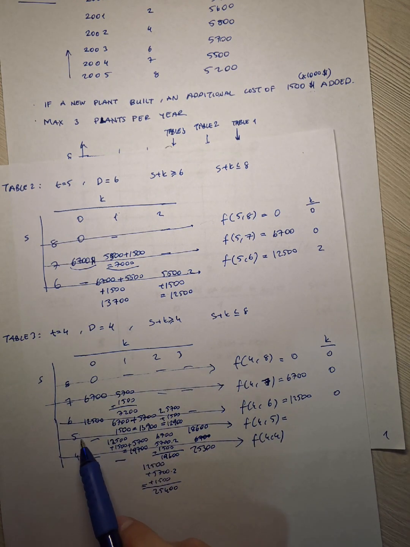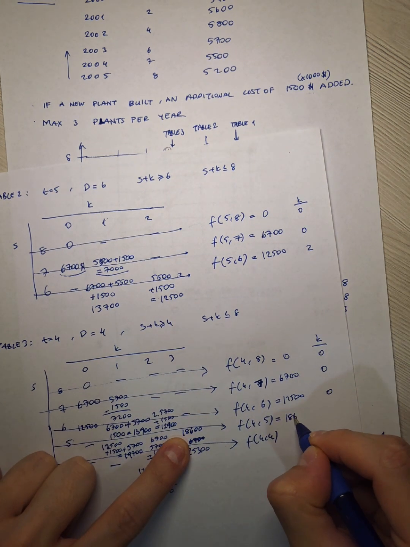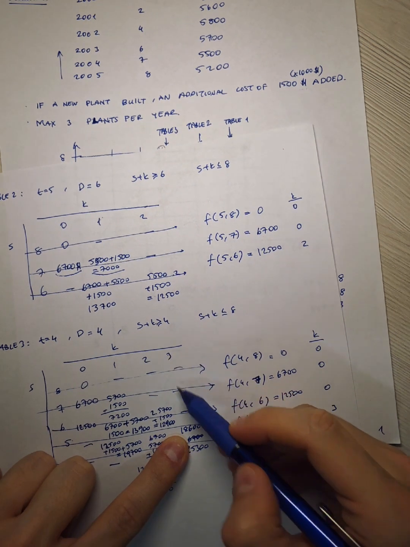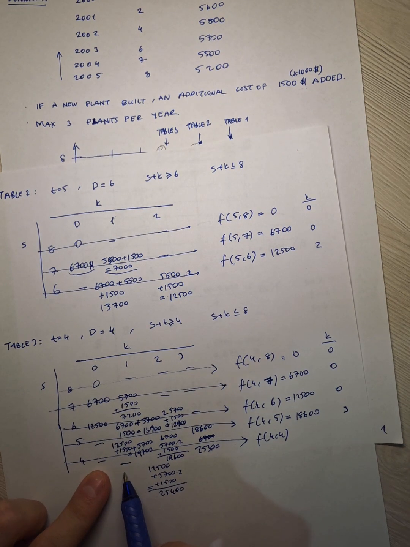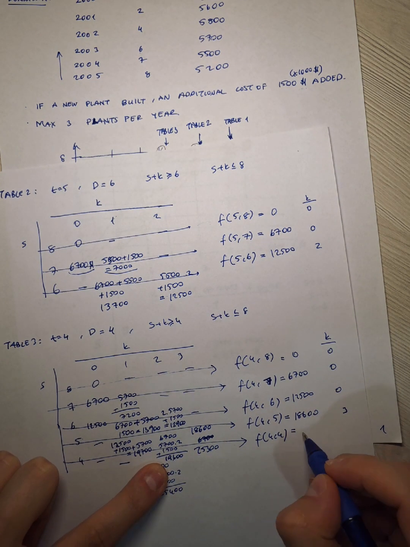Smallest one at time step 5 is this one. The decision is building 3 new power plants. Okay, this one.